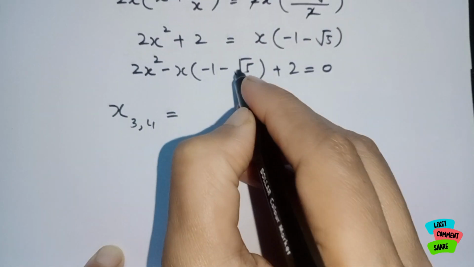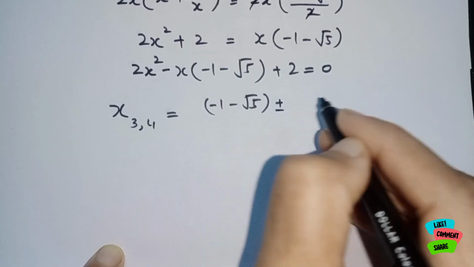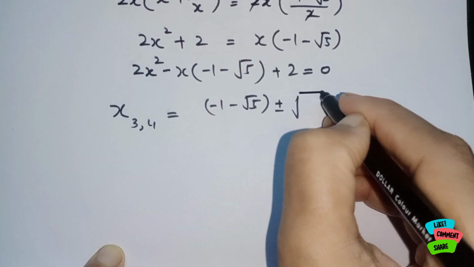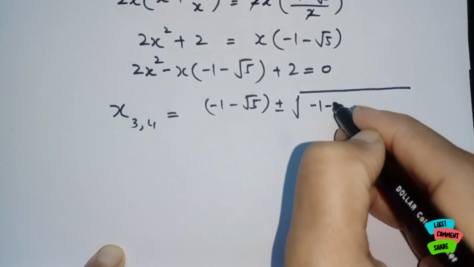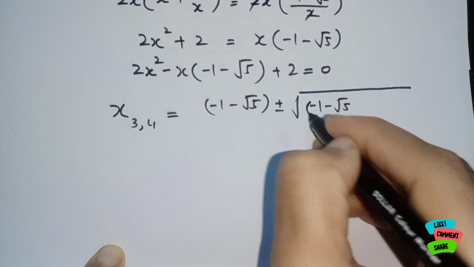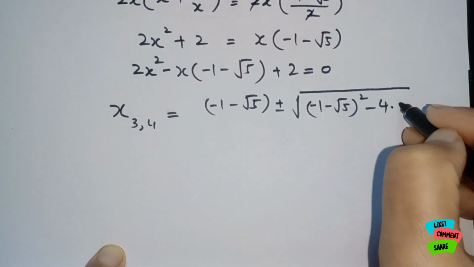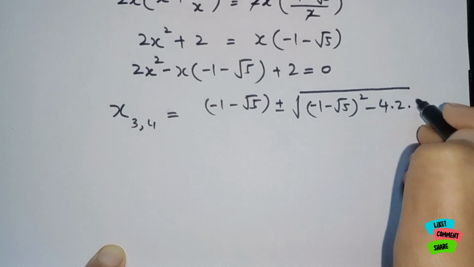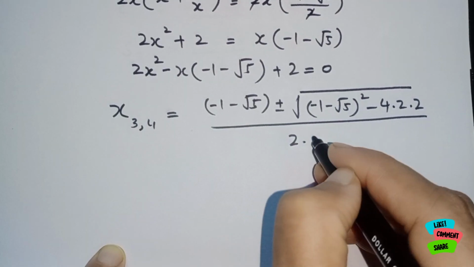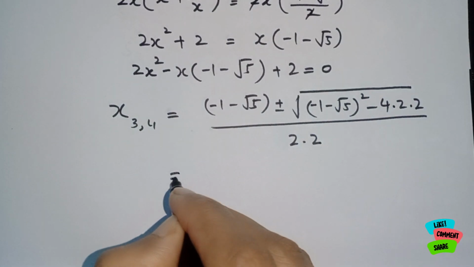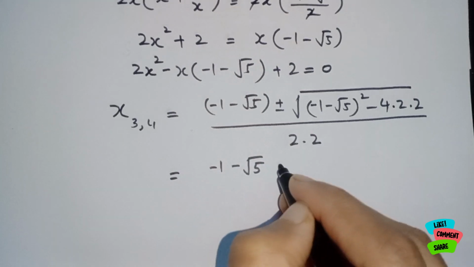Our b is minus 1 minus square root 5. Because the process is same, we have to just change the values. For the second case, for our b, we will write minus 1 minus square root 5 whole square. We will raise this expression to the power 2. 4 into a, our a is 2 and our c is 2. Also here we will write 2 into 2. So from here we will get minus 1 minus square root 5. We do not need parentheses now.